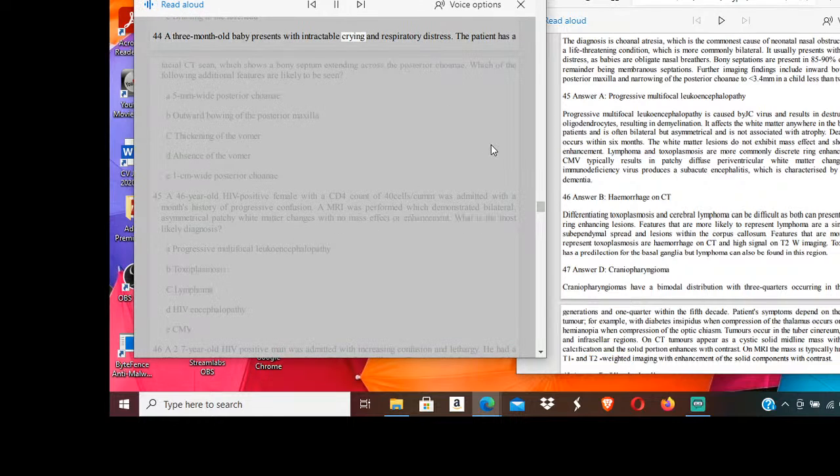44. A three-month-old baby presents with intractable crying and respiratory distress. The patient has a facial CT scan, which shows a bony septum extending across the posterior choanae. Which of the following additional features are likely to be seen? A. A 5 mm wide posterior choana. B. Outward bowing of the posterior maxilla. C. Thickening of the vomer. D. Absence of the vomer. E. 1 cm.